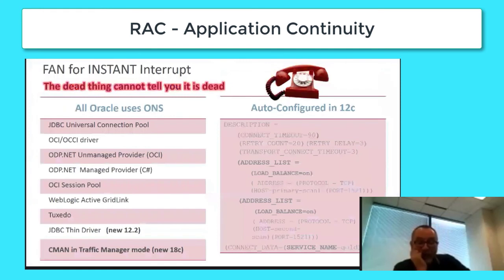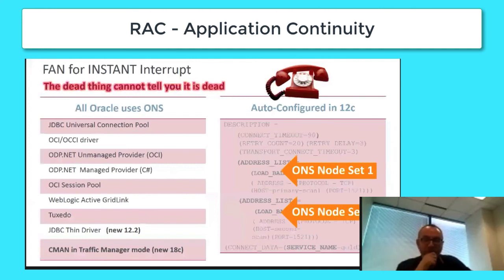Fan, we've already mentioned. Basically, everywhere uses ONS, and we use FAN. As the subtitle points out, the dead thing cannot tell you it's dead. So basically you're relying on one another, or the other databases or cluster nodes, to tell you this. So we use ONS here or here to get the information to you.